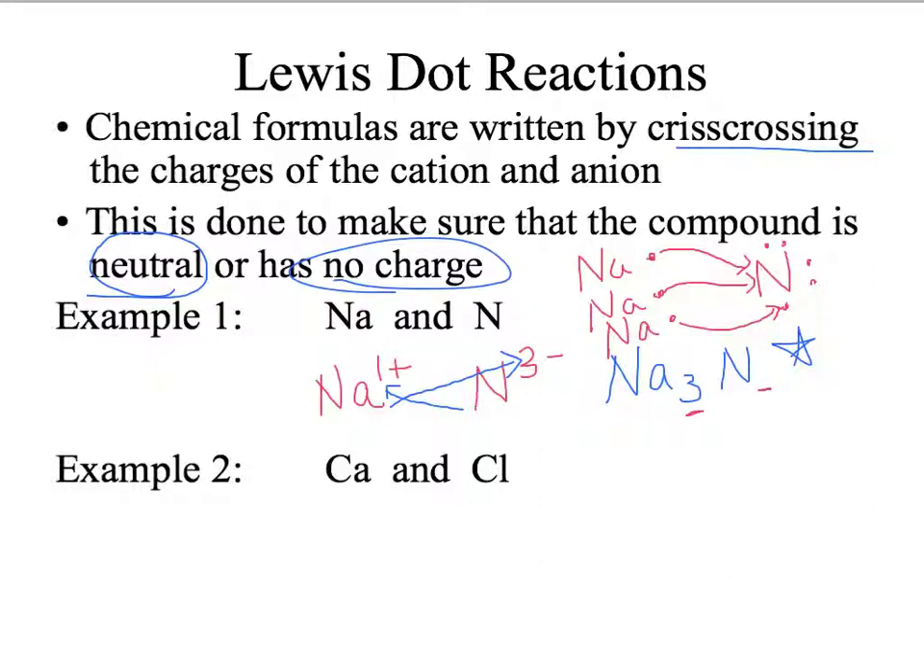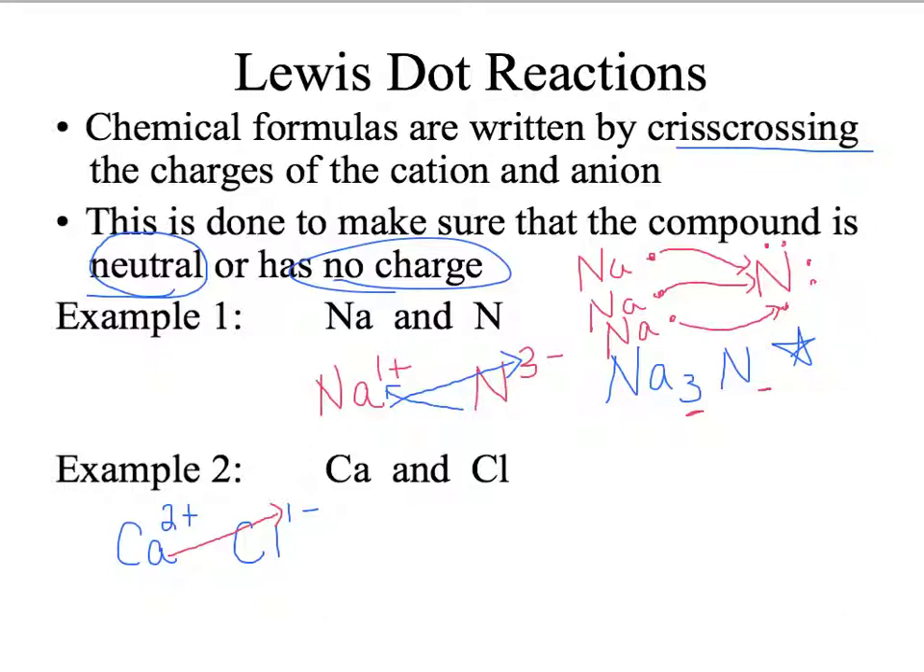So we're going to look at calcium and chlorine. Calcium is in group 2. It loses 2 valence electrons to have a 2+ charge. The metal is always going to be positive. The nonmetal is always going to be negative. Chlorine is in group 17, nonmetal. It gains an electron to have a 1- charge.